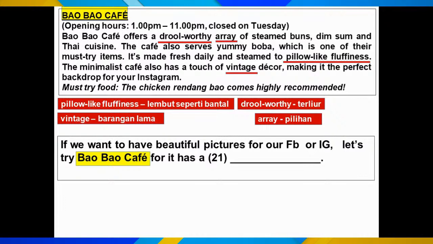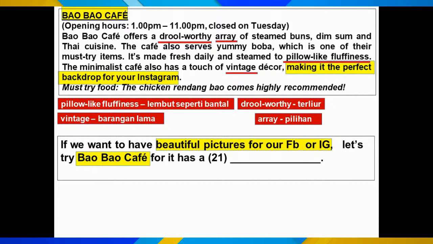Now we go back to the question. We look for the keywords. Okay, the keyword is beautiful pictures for our FB or IG. Now go back to the text. Can we see any word similar? Okay, you are correct. You see the word Instagram, right? IG stands for Instagram. So, making it the perfect backdrop for your Instagram. That's right, to take pictures you need a perfect backdrop for your IG.